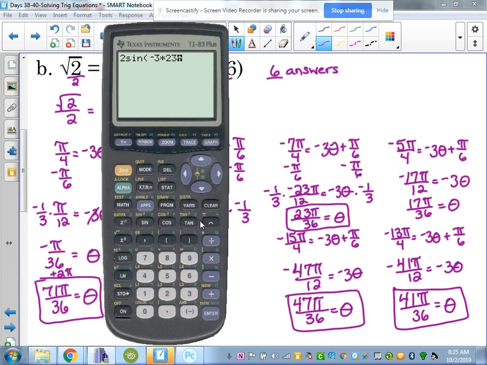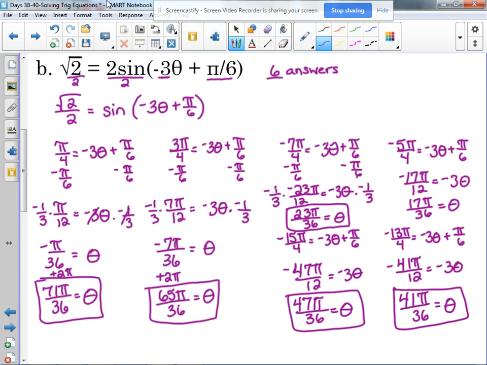Let's do 23 pi over 36. 23 pi over 36 plus pi over 36, or excuse me, pi over 6. That should equal the square root of 2. And it does. So I would say you're pretty safe to say if that one's right, then those other ones, if they look the same and you found them the same way, then you're probably okay with those solutions.